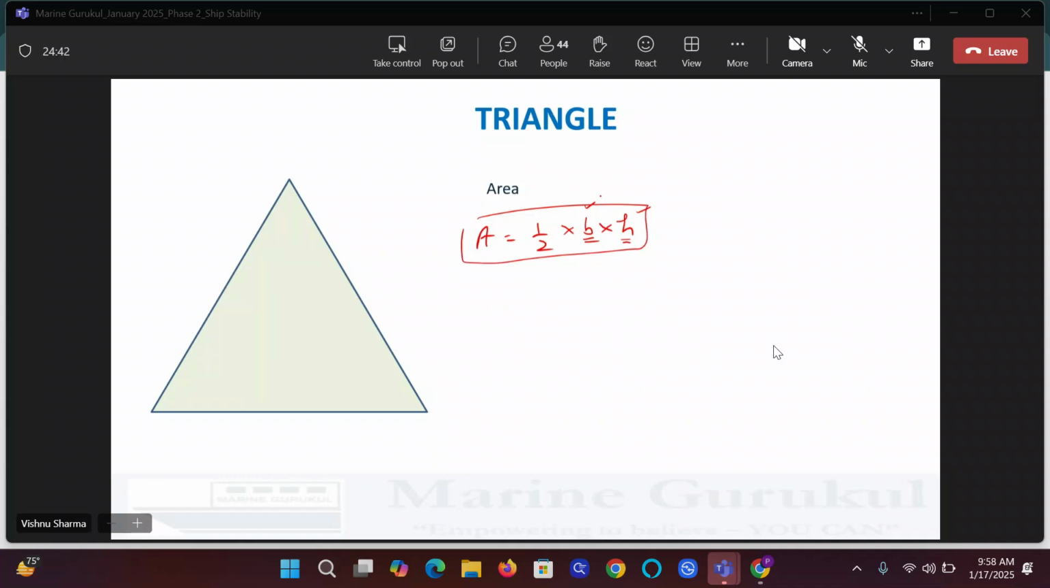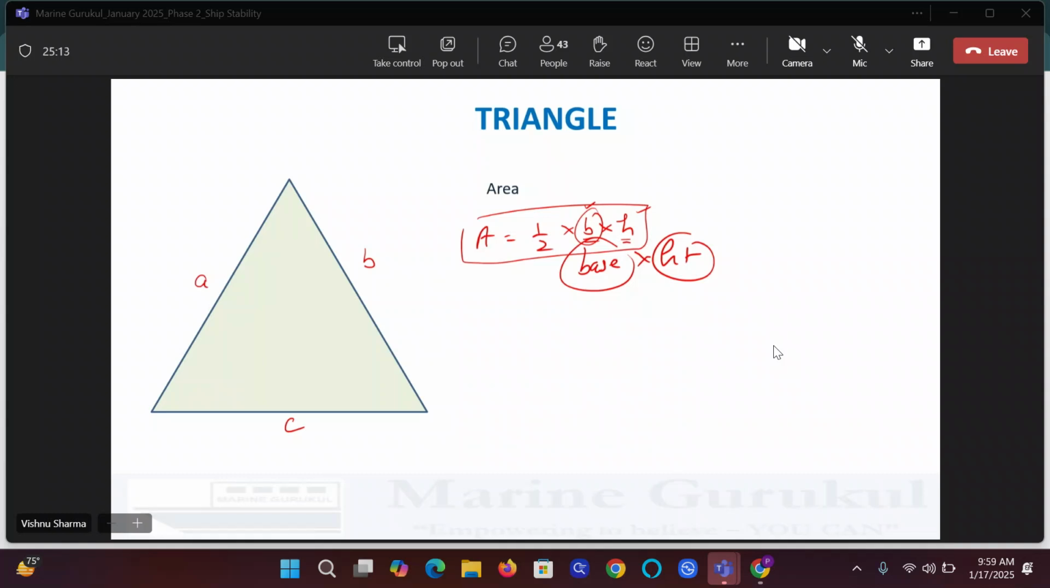So any of the three sides can be taken as base. A can be base, B can be base, C can be base. Now, depending on which one you have taken as the base, your height has to correspond to the base. Okay? Because the area is half into base into height. So if you change the base from A to B or B to C, then height cannot remain the same. Please understand very clearly.